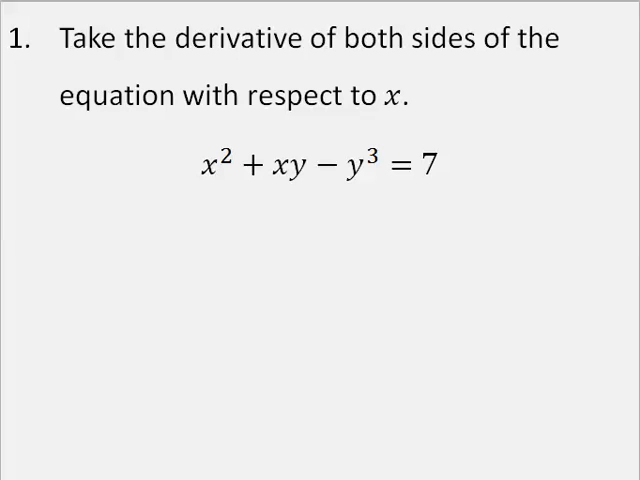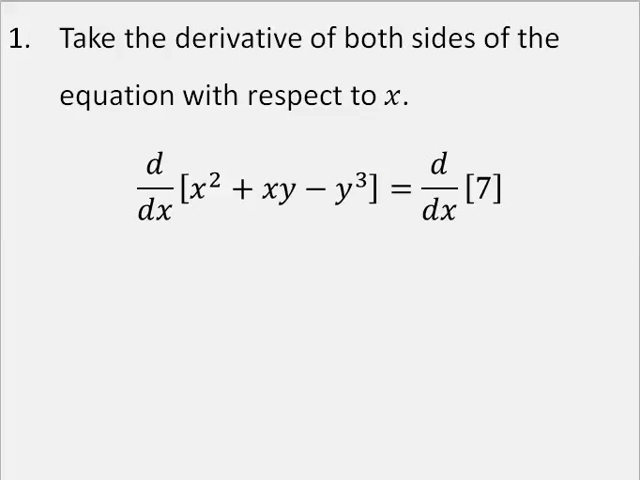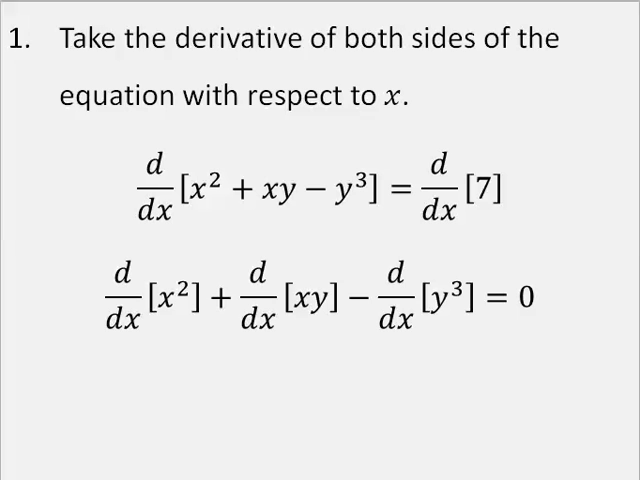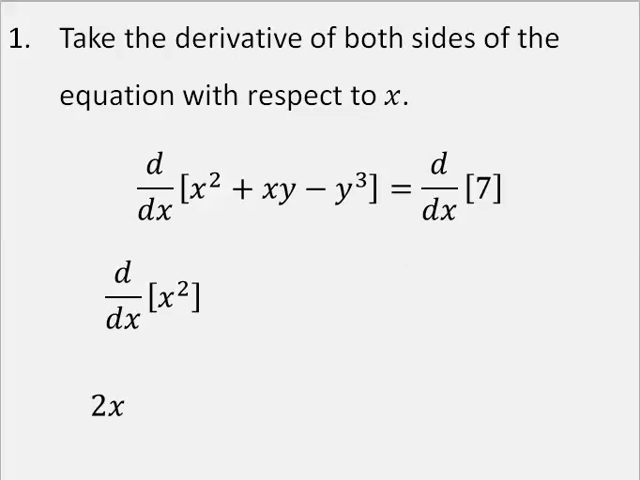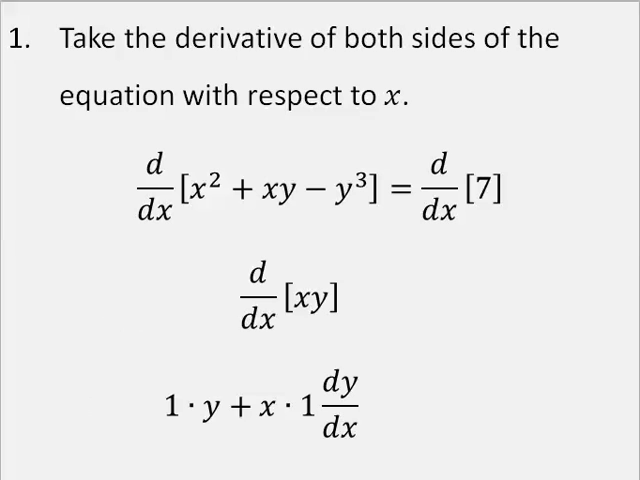with respect to x. And again, notice that the derivative of a constant is 0. On the left-hand side, I have 3 terms, and I'm going to take the derivative of each of those terms. So I have 3 derivatives to do. The first derivative is fairly straightforward. The second derivative causes me a little bit of confusion. The second derivative is the derivative of xy.